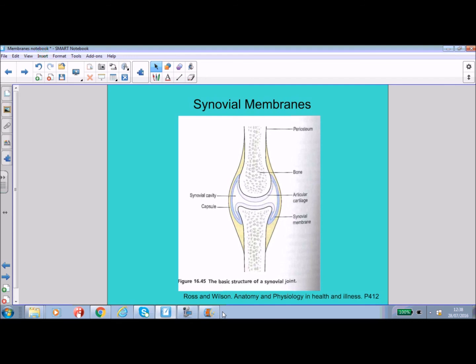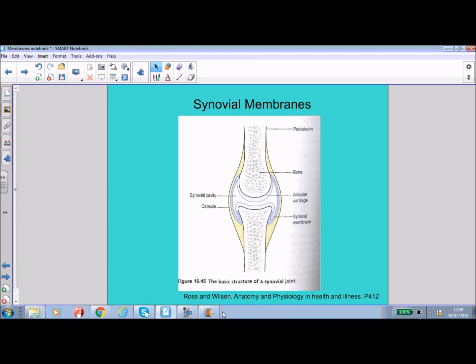And it serves a similar function to the serous membrane in that it's there to reduce friction. But in a synovial membrane, it's there specifically to reduce friction between bony joints, as opposed to the serous, which was about organs moving. So it protects the joints and all the associated structures, so your ligaments and your tendons, by preventing friction during movement.